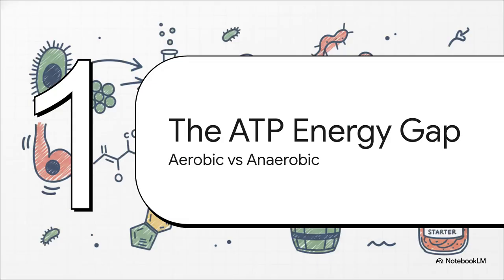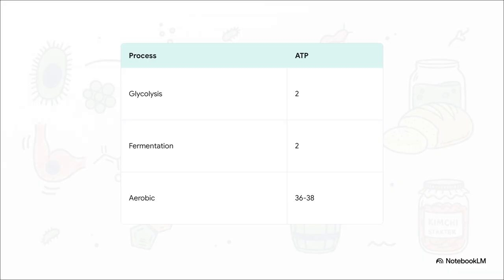Section 5. The ATP energy gap. When we actually run the numbers, it becomes wildly obvious why the electron transport chain, which, remember, requires oxygen, is so vital to complex life. The gap in energy yield is staggering. Glycolysis alone, or even supported by fermentation, only nets 2 ATP per glucose molecule. But aerobic respiration, it nets anywhere between 36 and 38 ATP.